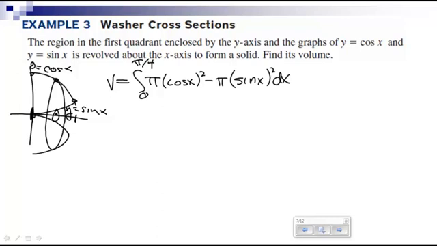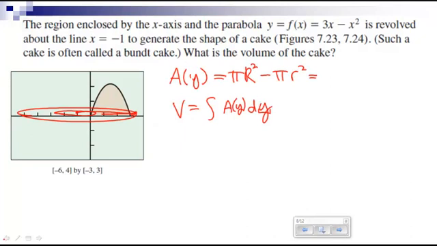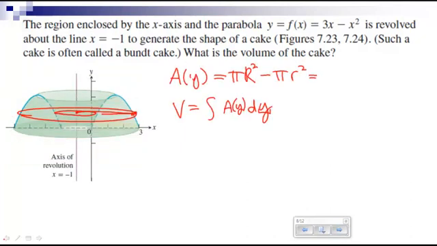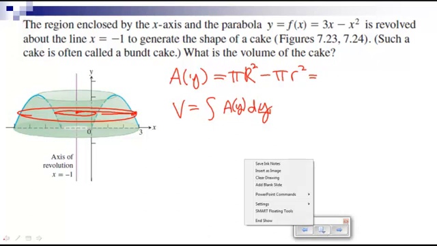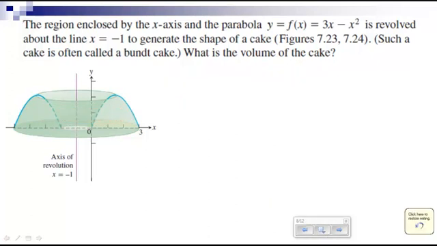But we have a total fail on that with this problem because the two edges of that washer are both on the same curve. So here's what we do. We start over with a different plan of attack.